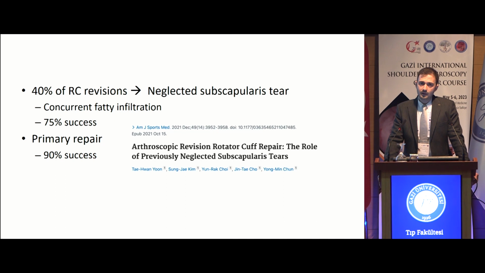The thing to keep in mind is that we should be aware of this pathology. We should have a keen eye to identify them. We should follow the hints and then perform the diagnosis and do a proper repair, which is not that complicated for the most part. If we neglect the subscapularis tears in the initial operation, we can expect 40% of revisions to be due to the subscapularis tendon being neglected. And we should also keep in mind that if we don't repair the tendon in the index operation, then even if we repair it in the second operation, our success will drop significantly.